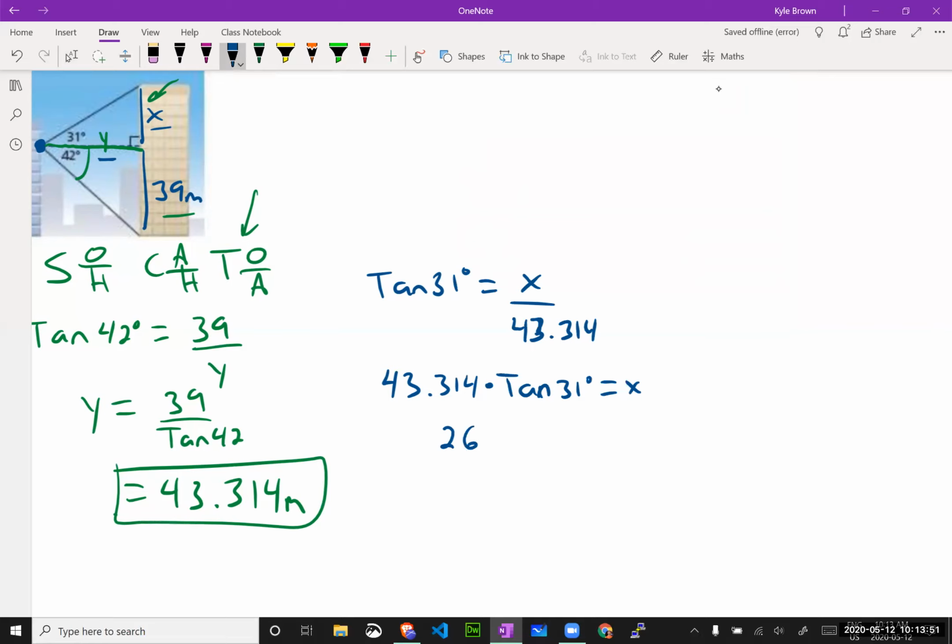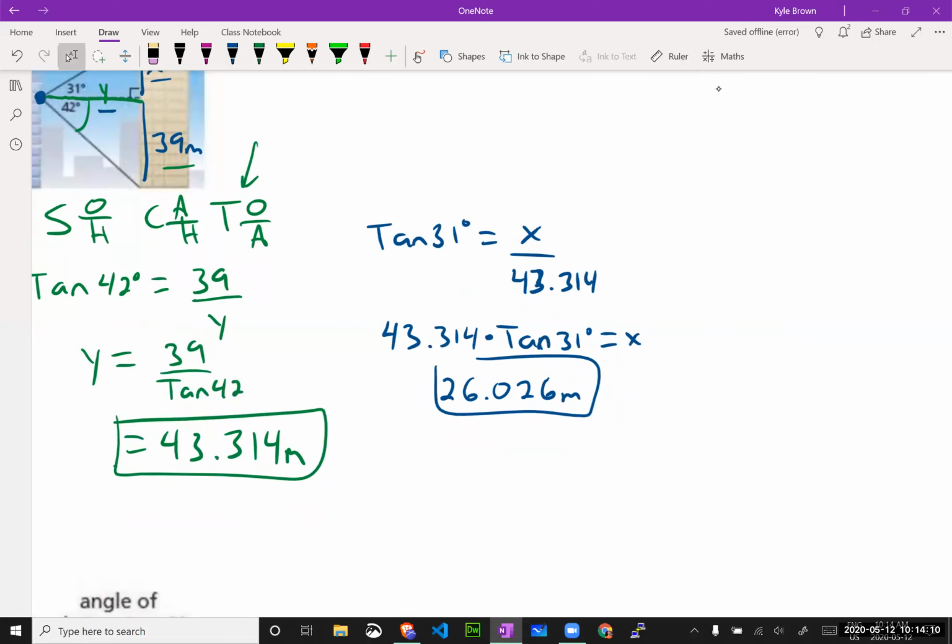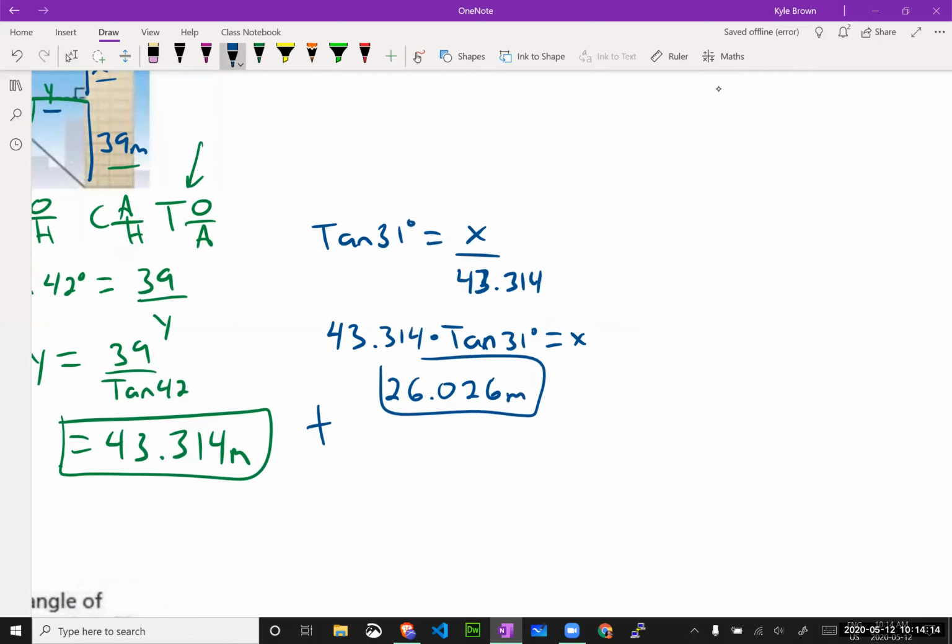Yeah. You end up with 26.0. So 26. Actually, you know what? I'm going to keep a few digits because we're going to add this up. So 26.026 meters. Okay. And then really in the end, it's just adding these two together. So I'll even just do this. I'll say plus, right? We're just going to add that one and that one. And that's going to be equal to.